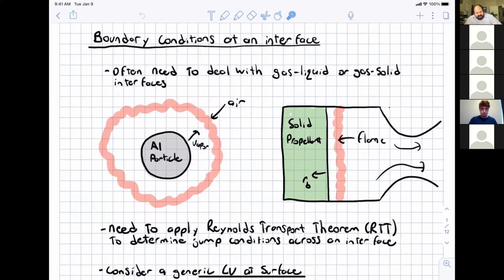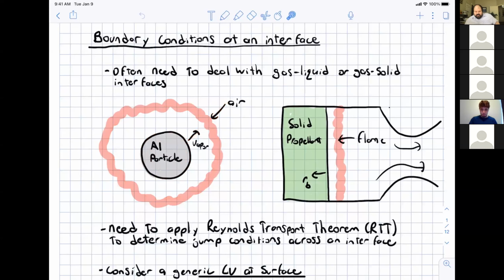For example, we have a burning aluminum particle here. We have solid fuel here, or if it's molten liquid fuel, there can be some vaporization of aluminum at the surface of the particle, and that aluminum vapor is going to diffuse away from the surface. It's going to mix with the air, which is diffusing towards the surface, and they're going to meet to form a flame, and we'll be discussing this in more detail later on.